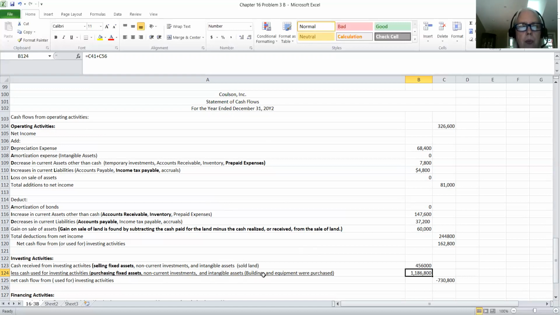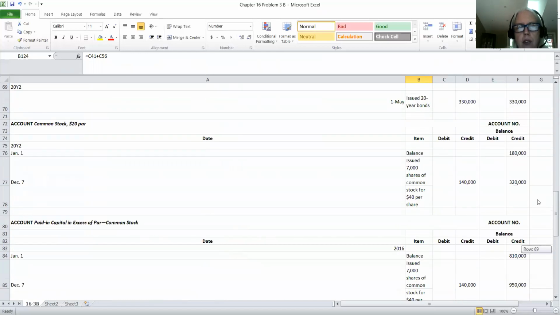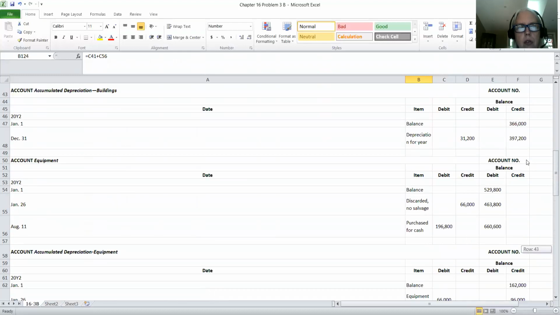In this example, buildings and equipment were purchased. So we would have to combine the purchase price from the buildings and equipment. The formula is right here. And the amount will be $1,186,800. We did purchase a building that cost us some money, and we purchased some equipment. So let's look at the ledger accounts to see where I'm getting this information.